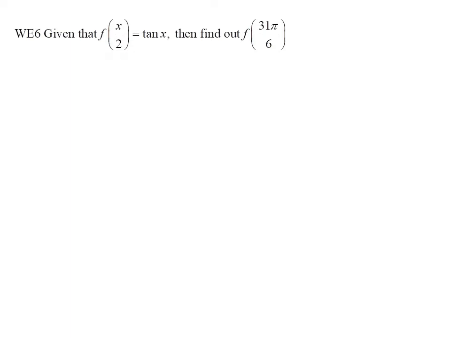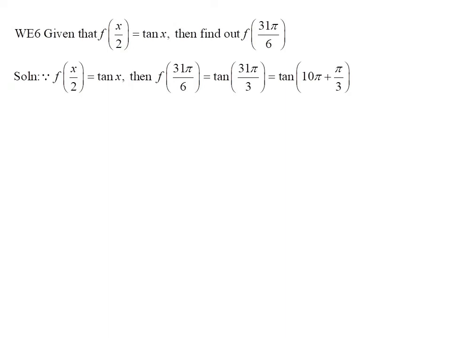Example 6 shows that f(x/2) equals tangent x. The question is to evaluate f(31 pi over 6). Since f(x/2) equals tangent x, then f(31 pi over 6) equals tangent(10 pi plus pi over 3) after being simplified, which equals tangent pi over 3. So f(31 pi over 6) equals square root 3.